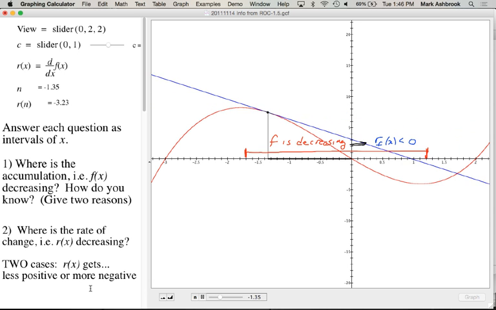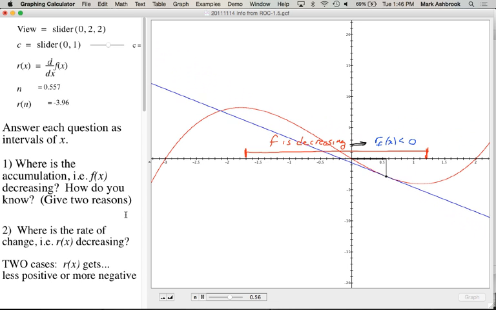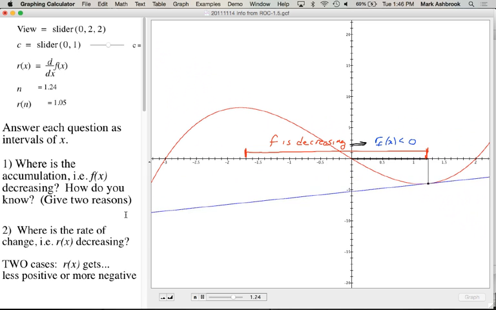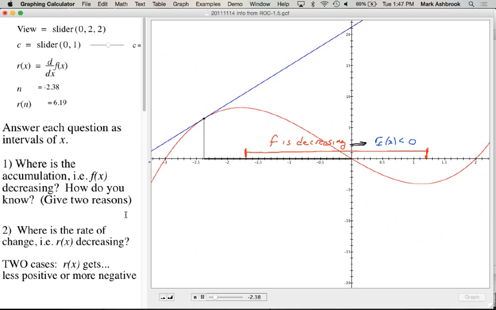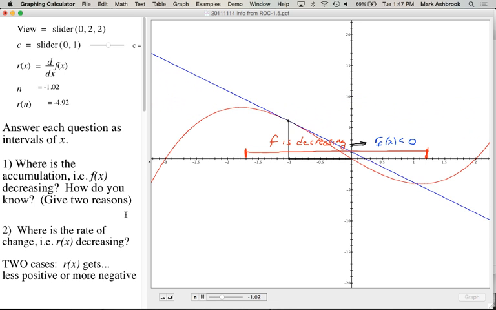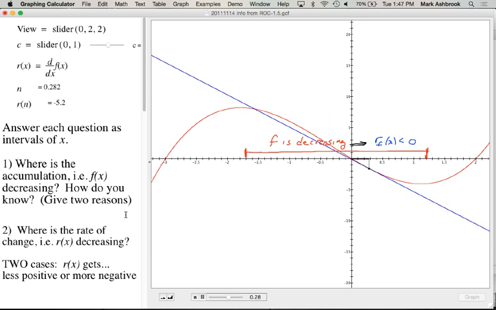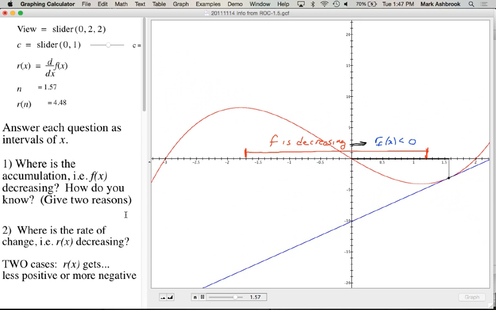Okay, so now second question. Where is the rate of change decreasing? Remember we talked last time, there are two ways numbers can decrease. What are they? Those numbers get less positive or more negative. When values are positive, in order to decrease, they need to get less positive. And if values are negative and they're going to decrease, they need to get more negative. So where in this interval is the rate of change decreasing? Go. Talk about it.